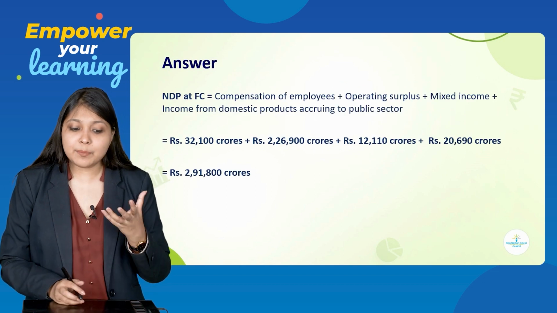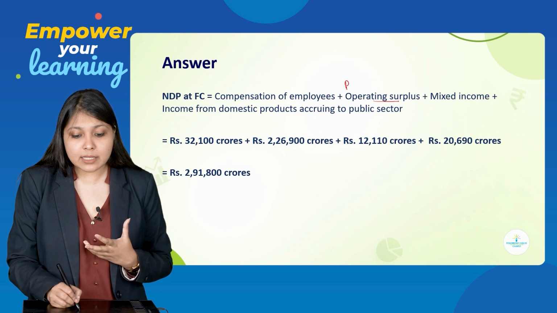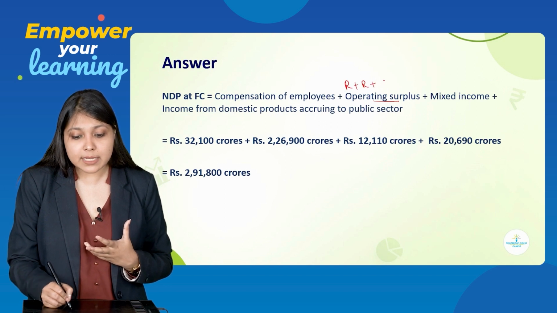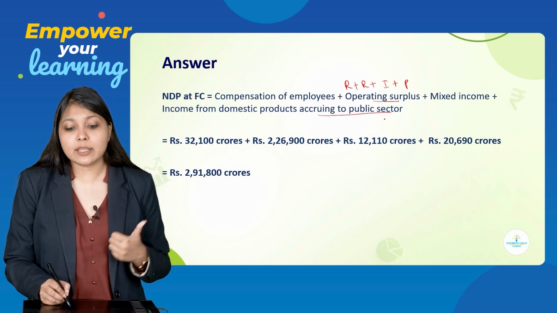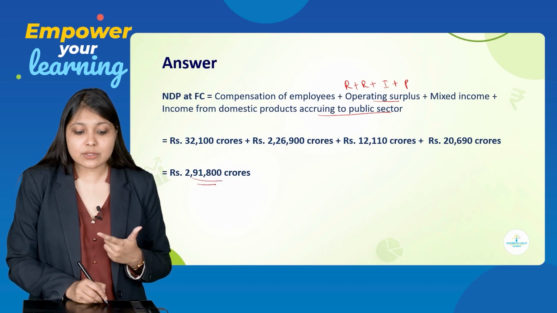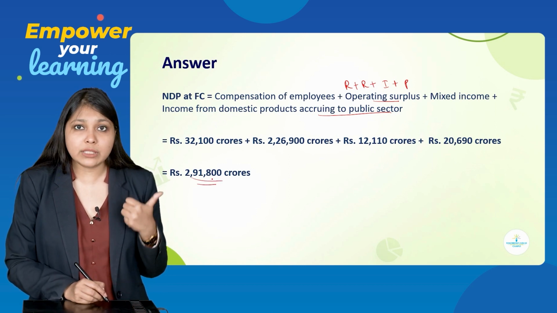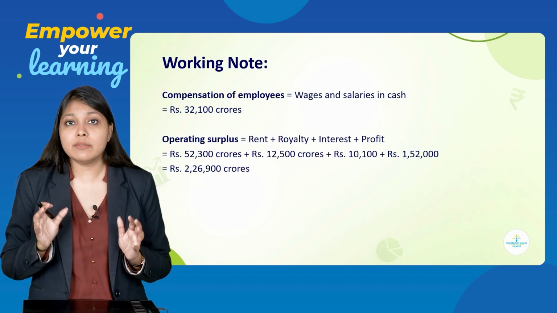So, see, NDP at FC: compensation of employees plus operating surplus. Operating surplus is nothing but rent plus royalty plus interest plus profit. Mixed income plus income from domestic product accruing to the public sector. Write all the amounts, and you got the answer as 2,91,800 crores. Okay, now see how you are supposed to make the working notes.